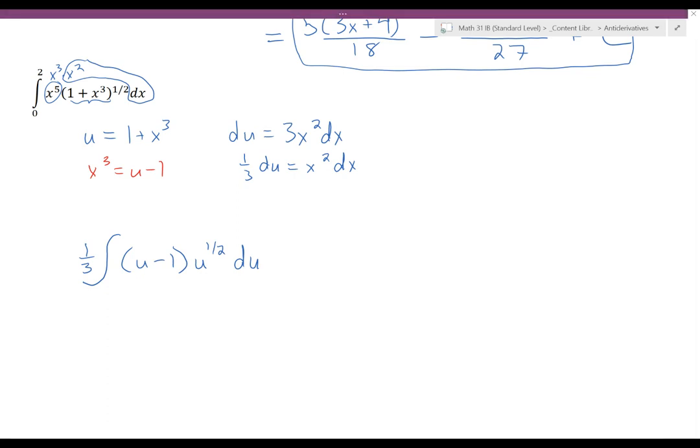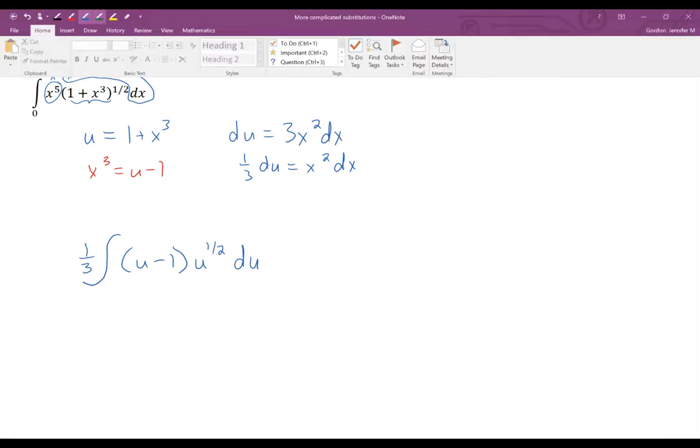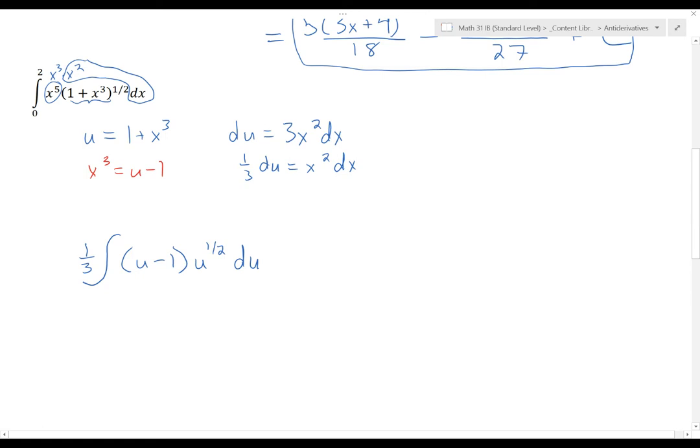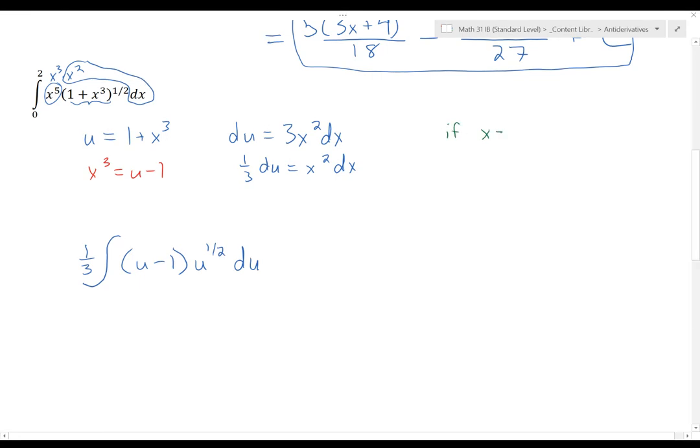And x squared dx is being replaced with the du, the 1/3 I've already written. The other thing that I want to change is I actually want to change the upper and lower limits. So I'm not going to have to substitute back in for x if I change the limits of the definite integral.